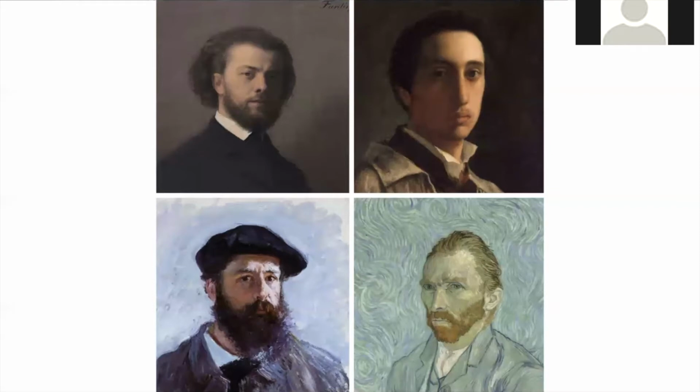Now here, in breaking with the academic tradition, we have self-portraits of the Impressionists painted in their early years. The top left is Fantin-Latour. The top right, Edgar Degas. The bottom left is Claude Monet. And of course, no one needs to know who the bottom right is. That is Vincent van Gogh, perhaps the best known Impressionist, known for his self-portraits.